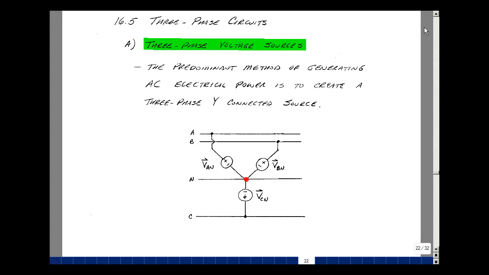This lesson deals with three-phase circuits. You can find these notes in the ECE202 ebook in Chapter 16, starting on page 22. The predominant method of generating AC electrical power is to create a three-phase Y-connected source.